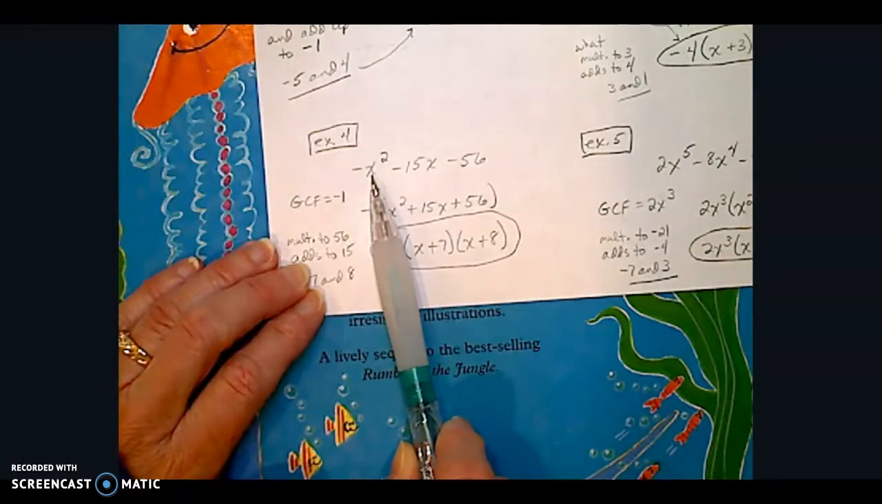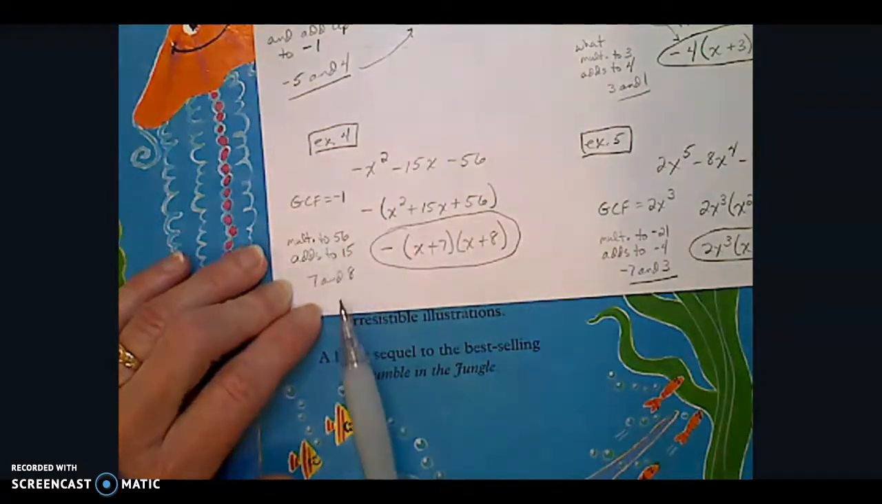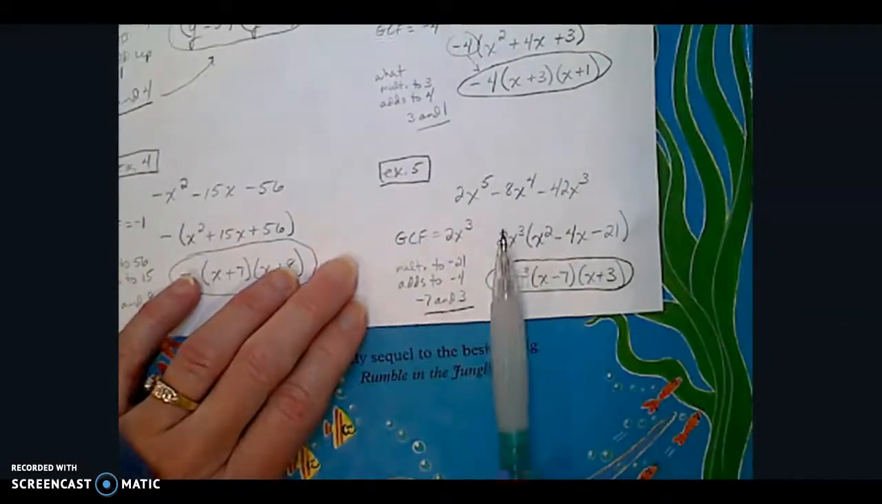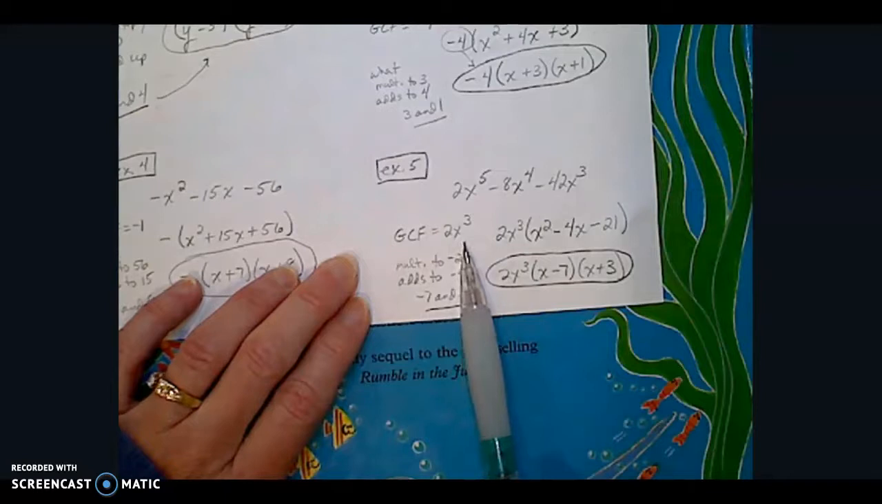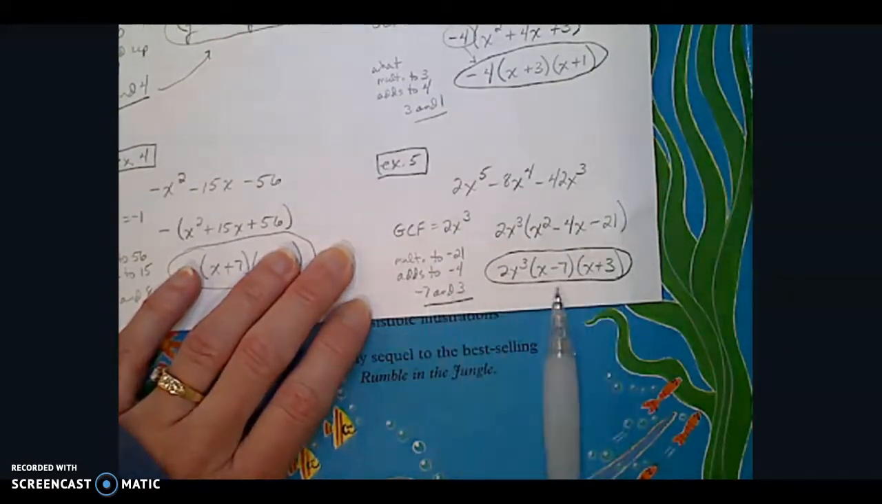Don't try to unfoil when that leading coefficient is not a positive 1. Okay, so I took a negative 1 out. Then I could go through my steps to unfoil, and you can read through those. Okay, and then in example 5 here, again, I took a 2x to the third out. So I had this GCF, I had to take that out first, and then walk through my questions.